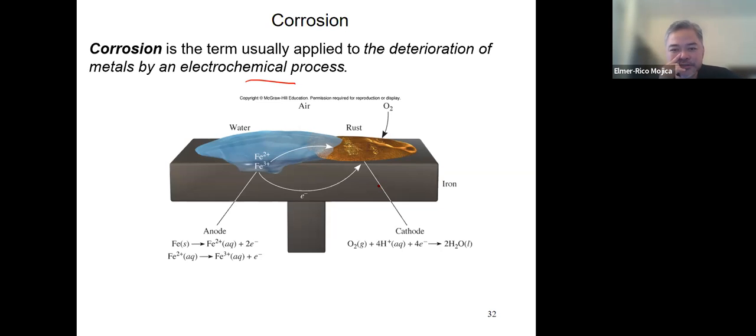Okay. So in the anode, what happened? This is your iron metal. It is oxidized to Fe2+, which can further be oxidized to Fe3+. Now in the cathode, the oxygen, which is always present, is the oxidizing agent, and the presence of an acidic condition further contributes to the corrosion of this metal.